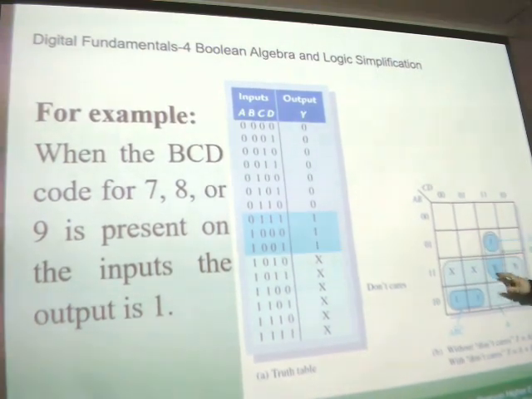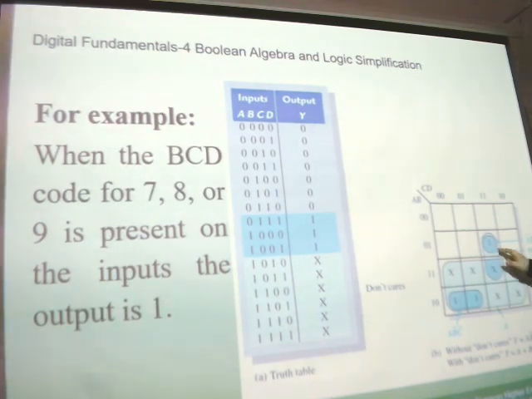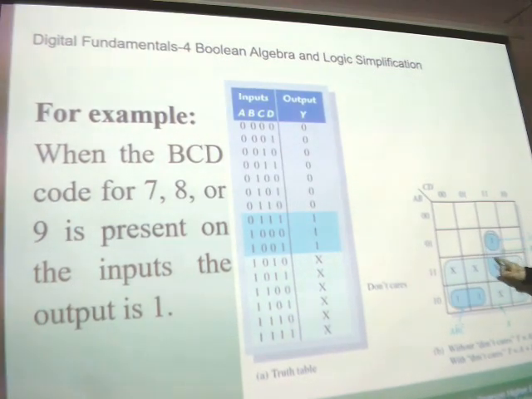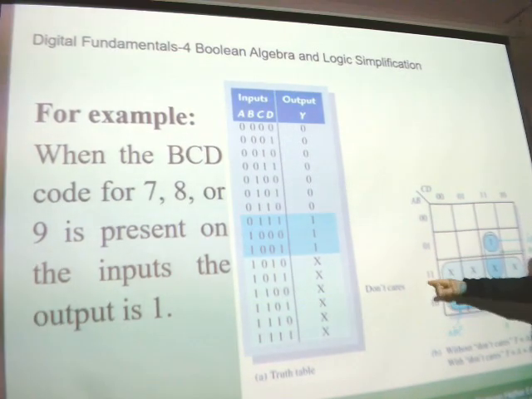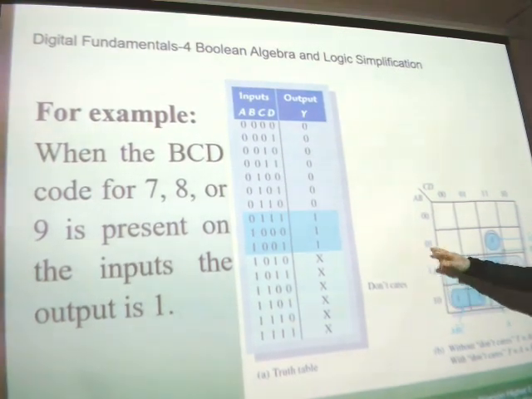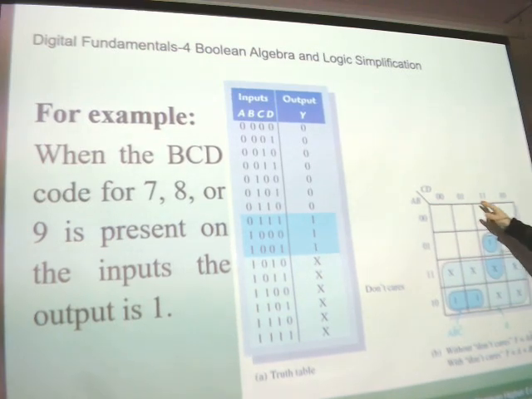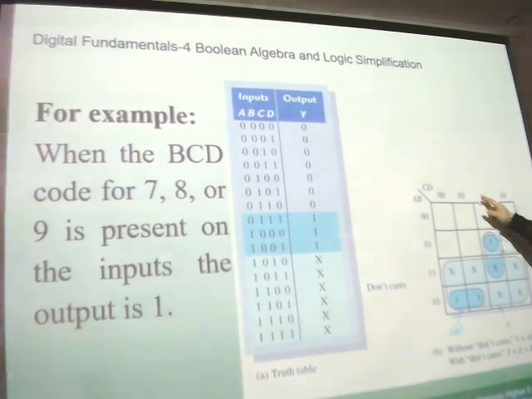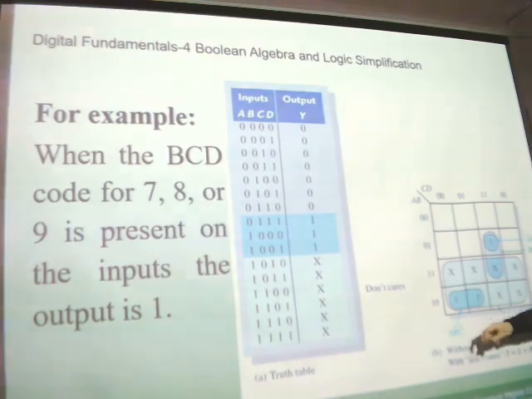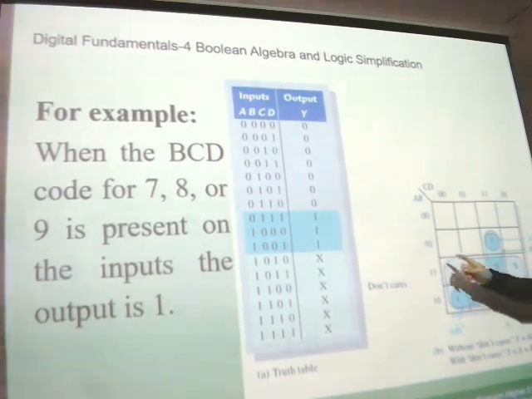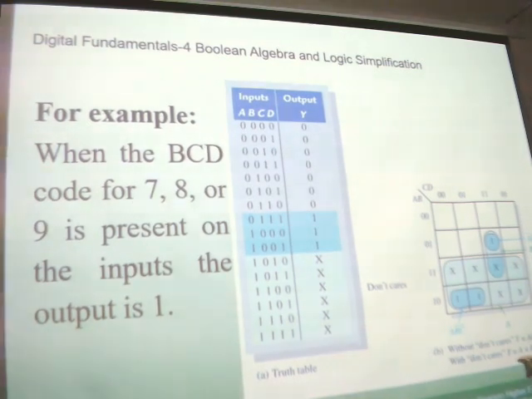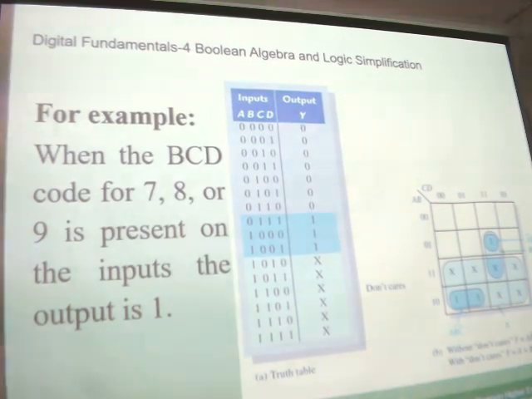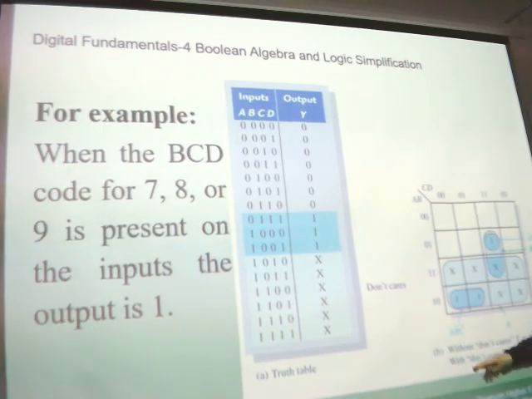And for this product term, A bar, so A must be eliminated. B, C equals 1, D equals 1. So the product term is BCD. So the simplest form is A plus BCD. A plus D. We use the don't care condition.